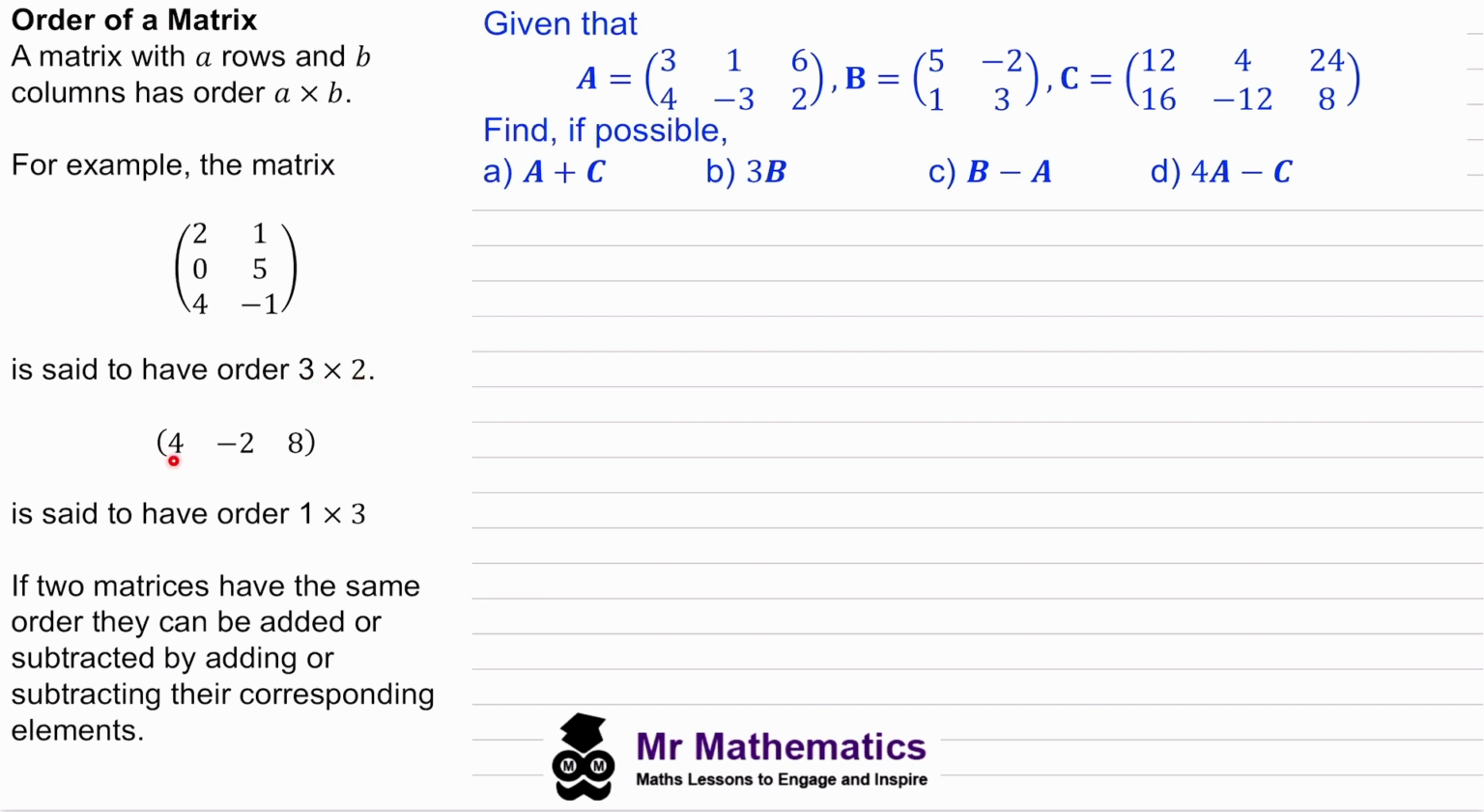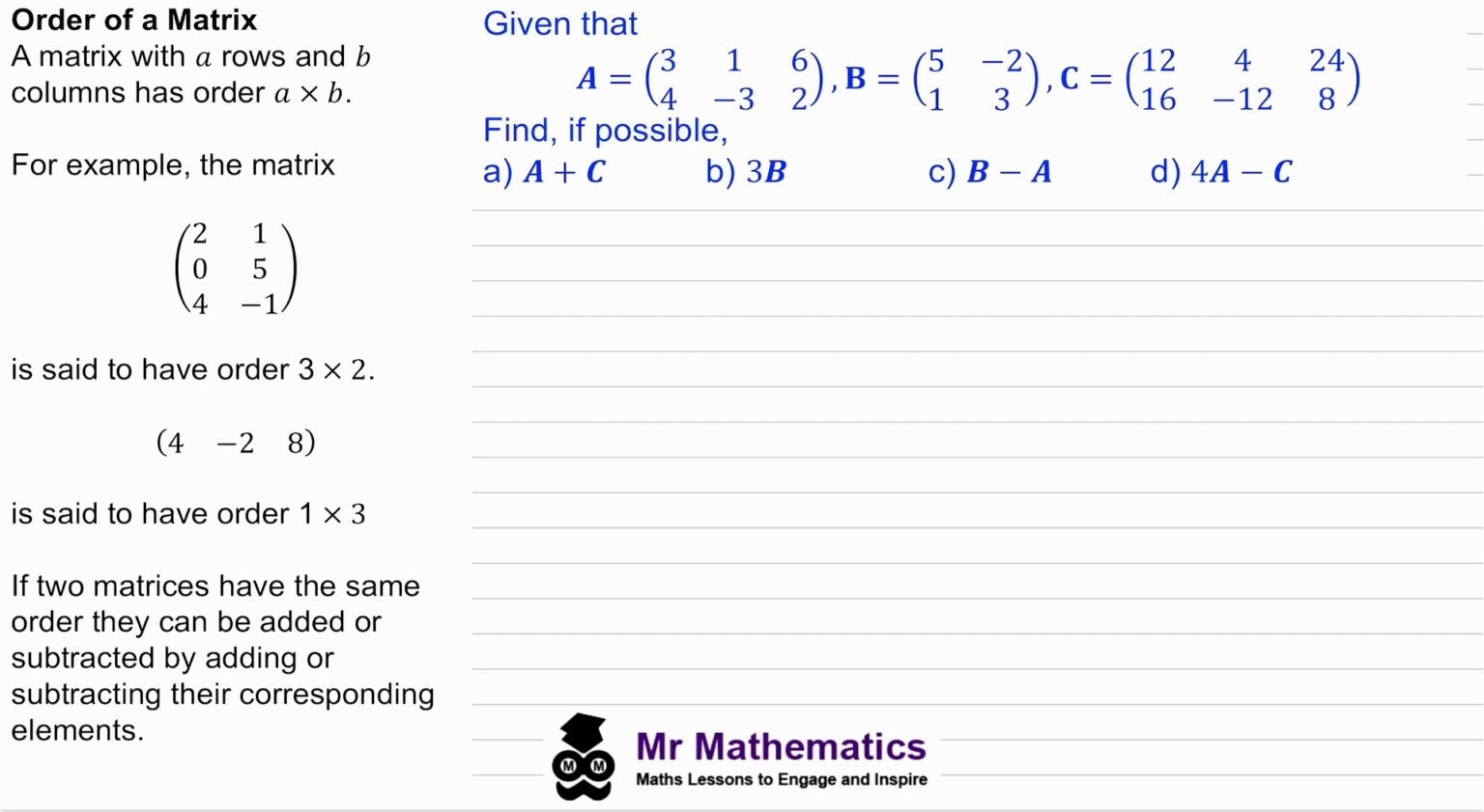This matrix has 1 row and 3 columns, so it will have an order of 1 by 3. And if two matrices have the same order, they can be added or subtracted by adding and subtracting their corresponding elements. Each of these numbers in this matrix is called an element.